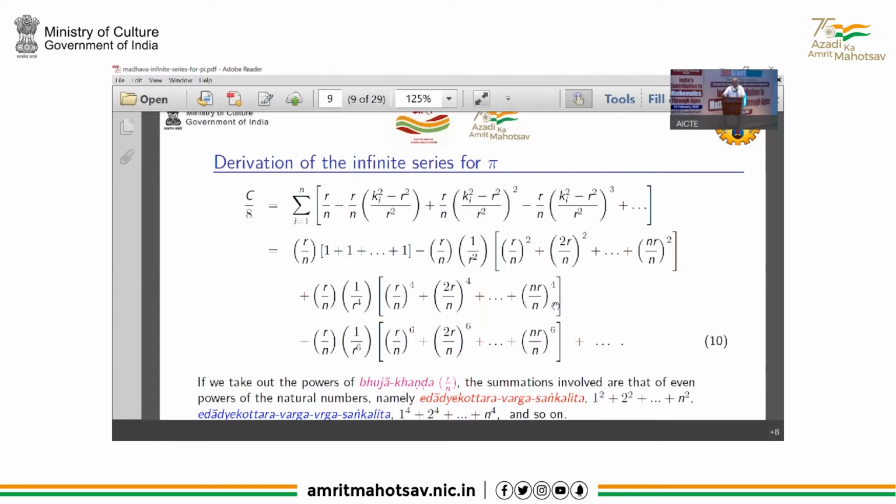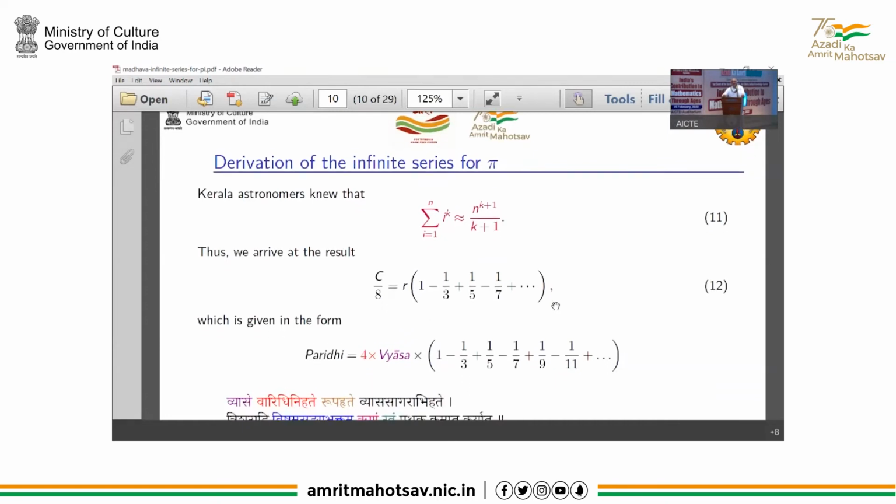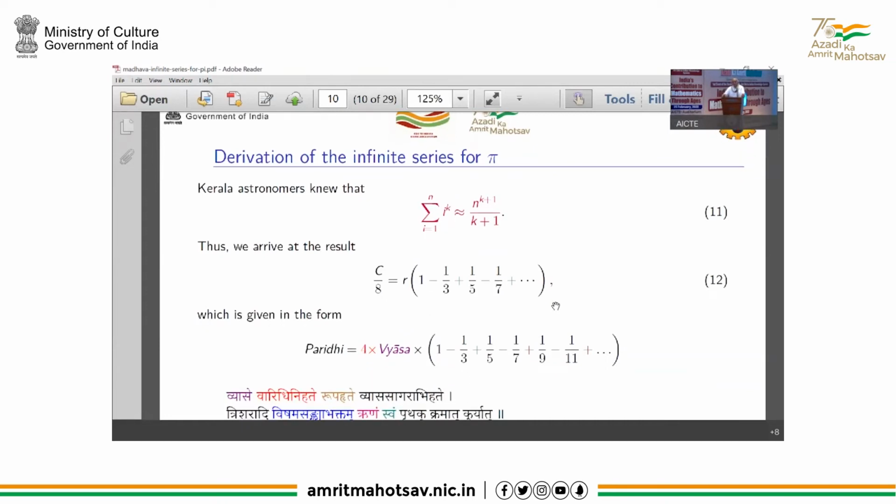Without getting into more mathematics, I'll just take you to the final result. Kerala astronomers knew this result, an ingenious way of arriving at it. They say that the sum of i power k, meaning 1 square plus 2 square, you can put anything, where i goes from 1 to n, is essentially a discrete version of what you today call the integral. Integral x dx is x to the 2 by 2. Integral x to the n is x to the n plus 1 by n plus 1. So this is essentially the discrete version. Thereby you get this beautiful series ascribed to Madhava: "Vyase Varijinihate Rupahrite Vyasasagarabhihate Trisharadi Vishamasankhya Bhaktam Rinam Swam Pruthakramat Kuryat."